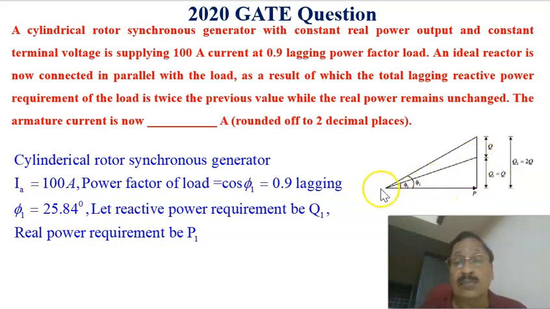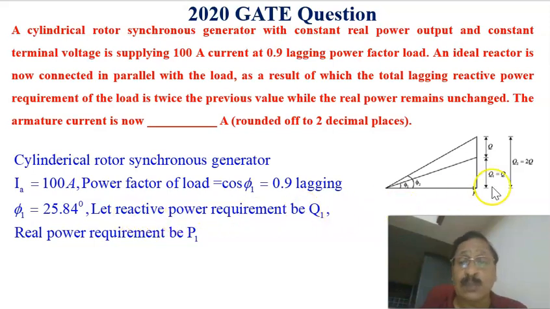Now this is the phasor diagram. Let us see the cylindrical rotor synchronous generator. In the first case, it is 100 amperes and the power factor cos phi 1 is equal to 0.9 lagging. This is the corresponding phasor diagram. Therefore, the corresponding phase angle for 0.9 lagging is 25.84 degrees.